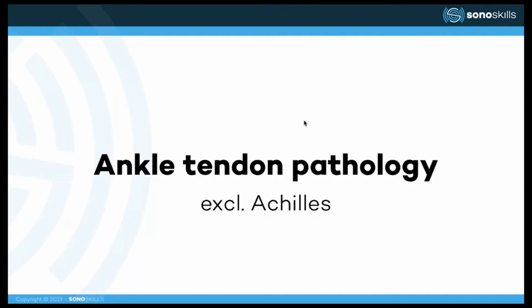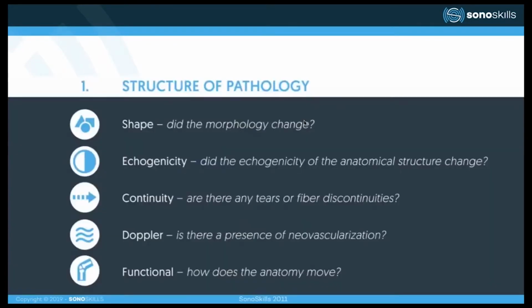So let's discuss the tendon pathology of the ankle joint. First, I want to discuss a little bit how we at Sonoskills train our participants in pathology recognition. For this we use the pathology checklist. The checklist has actually two parts. First, on a structural level, as you can see here, we are going to assess several points.